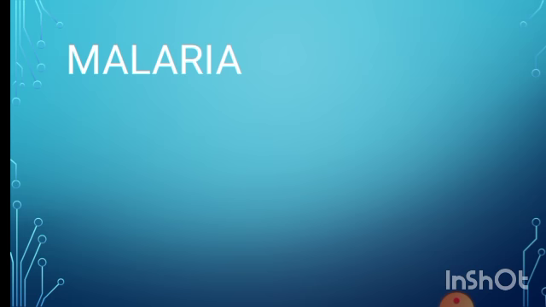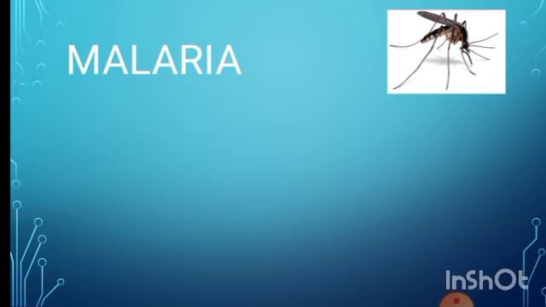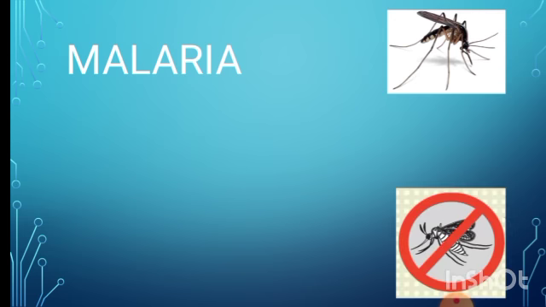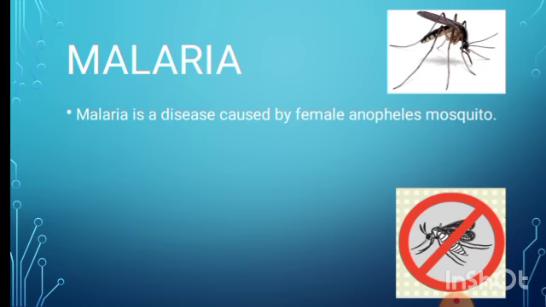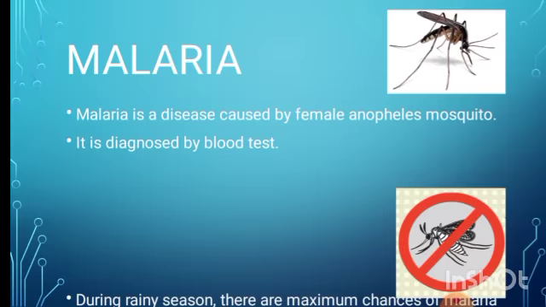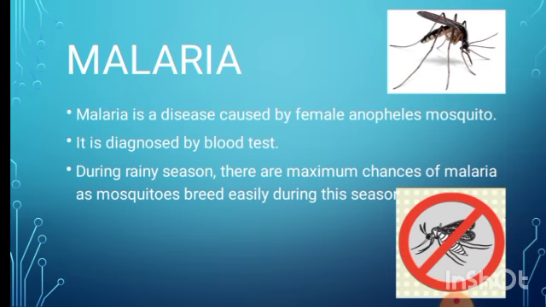So, let's start with malaria. Malaria is a disease that is caused by the female Anopheles mosquito. Okay, it is diagnosed by blood test. During the rainy season, there are maximum chances of malaria as mosquitoes breed easily during this season.